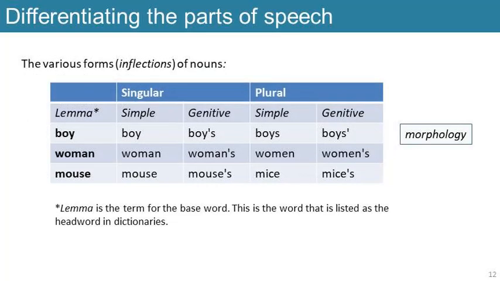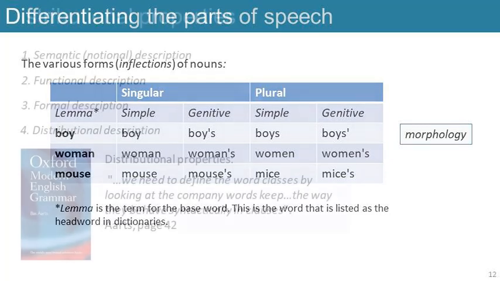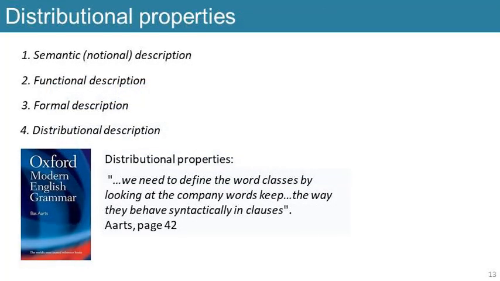And here are examples of the forms of various nouns in the plural and the genitive. Changes in the form of nouns, verbs, adjectives, and pronouns are called inflections. And the grammatical topic of word structure, formation, and change is called morphology. We have looked so far at dictionary definitions of the various parts of speech and how they can be differentiated, semantically, functionally, and formally.